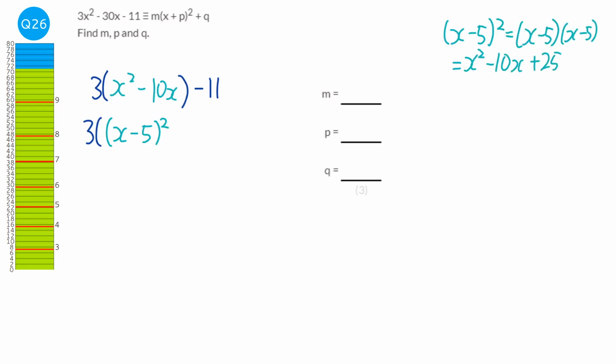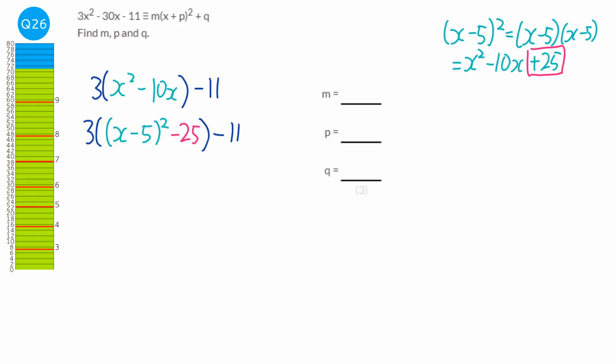So notice here, it creates this plus 25, which we've got to deal with. And we deal with that by removing the 25, which we do here. Close brackets, minus 11. So the blue parts haven't changed. The turquoise parts are the completing the square bit, but the minus 25 just removes that 25 that the x minus 5 squared brackets create.